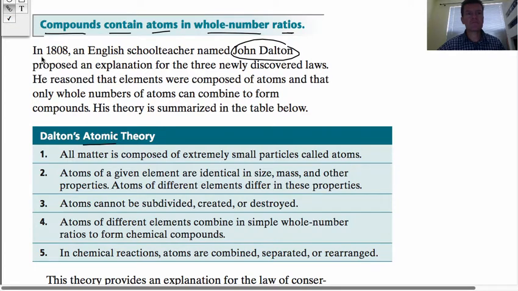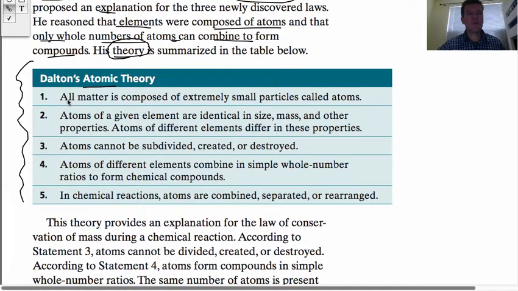John Dalton, back in the early 1800s, explained a set of laws or principles. He reasoned that elements were composed of atoms and that only whole numbers of atoms can be combined to form compounds. His theory is summarized in these 5 principles. Number 1, and you need to know these: all matter is composed of extremely small particles called atoms. Number 2, atoms of a given element are identical in size, mass, and other properties.